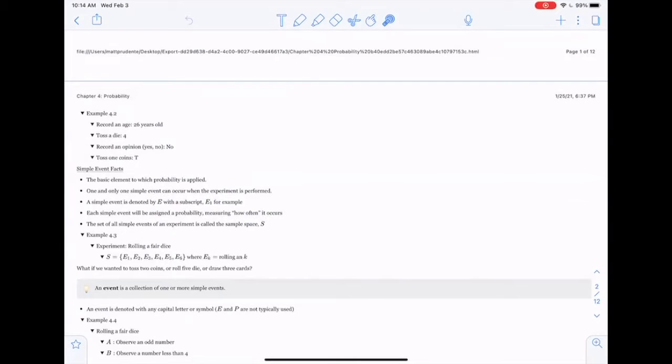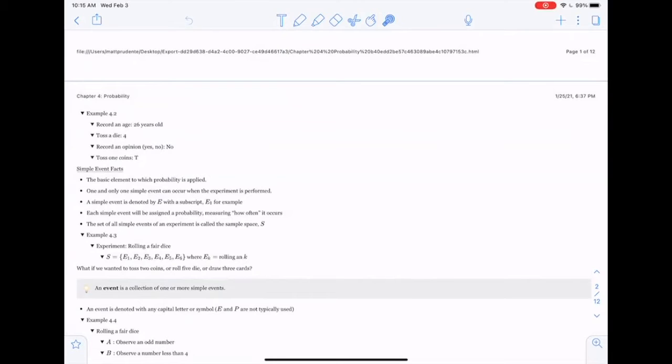And for an example, if we're going to roll a fair die, we'll call S the sample space, and rolling a die, there are 6 outcomes, which we'll label E1, E2, E3, E4, E5, and E6. And we can just label them very simply where the subscript, that number, represents the outcome of rolling that number. So E1 is going to be rolling a 1, E2 is rolling a 2, E4 is rolling a 4, and so on.